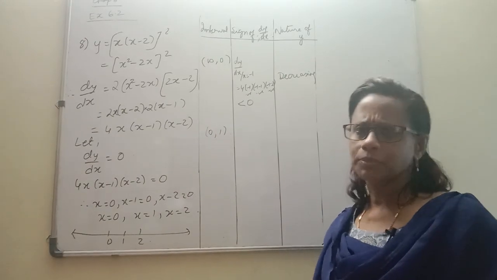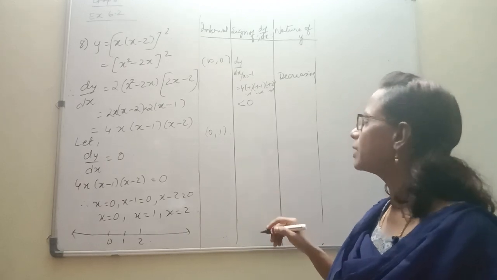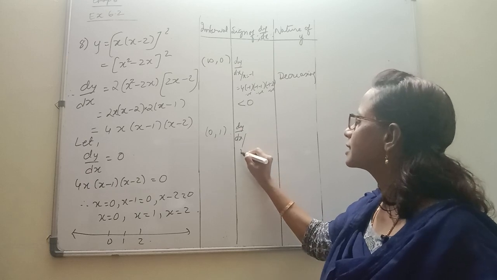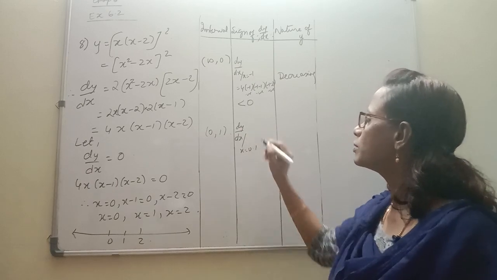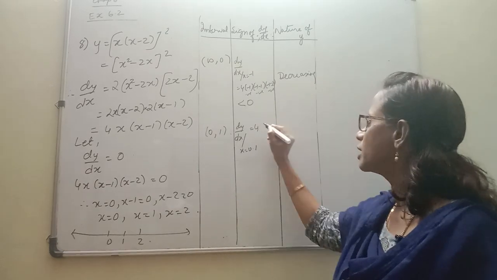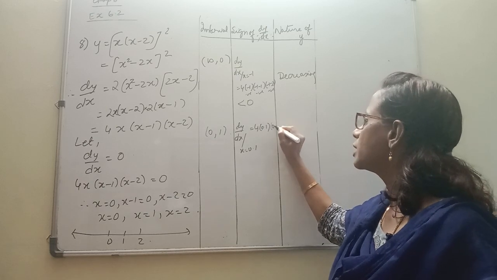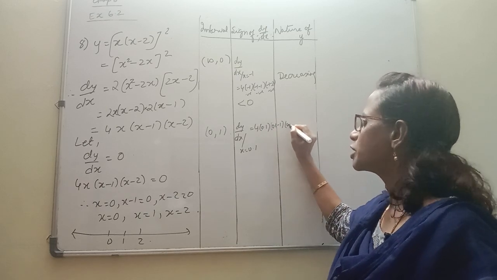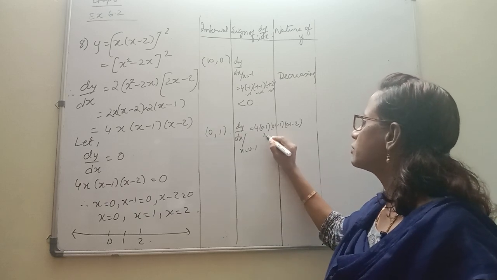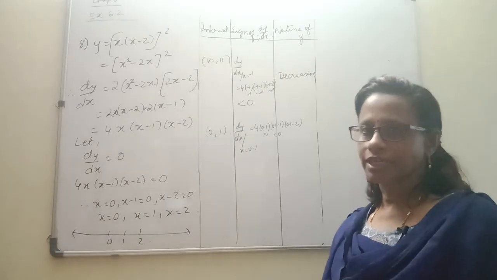0 and 1, you can take any point, 0.1, 0.2 till 0.9. Let's take 0.1, I think it will be simpler. So how is the dy by dx at x equal to maybe 0.1? How is it going to be? 4 is anyhow positive, 0.1 will remain positive, then 0.1 minus 1, then 0.1 minus 2. So this is going to be positive, this is negative, minus 1 plus 0.1 is a negative quantity.